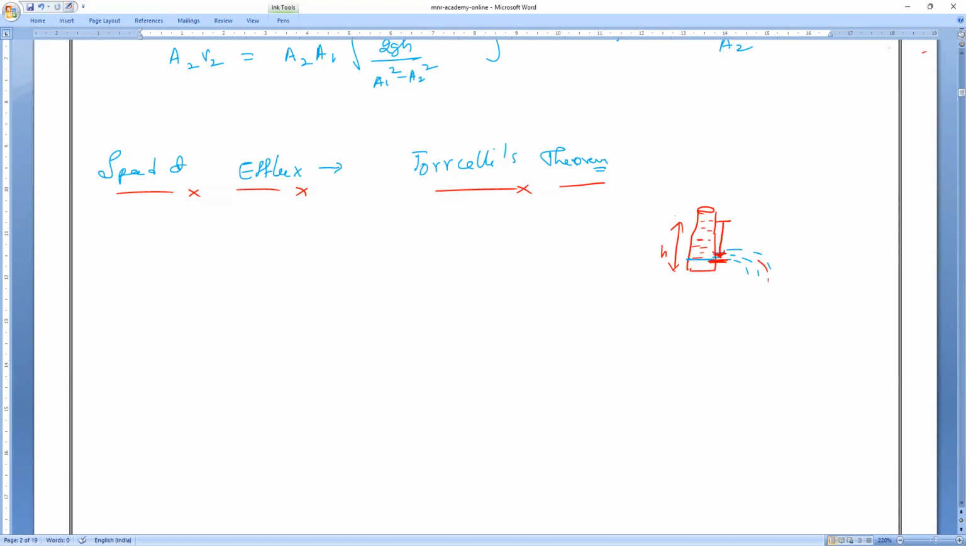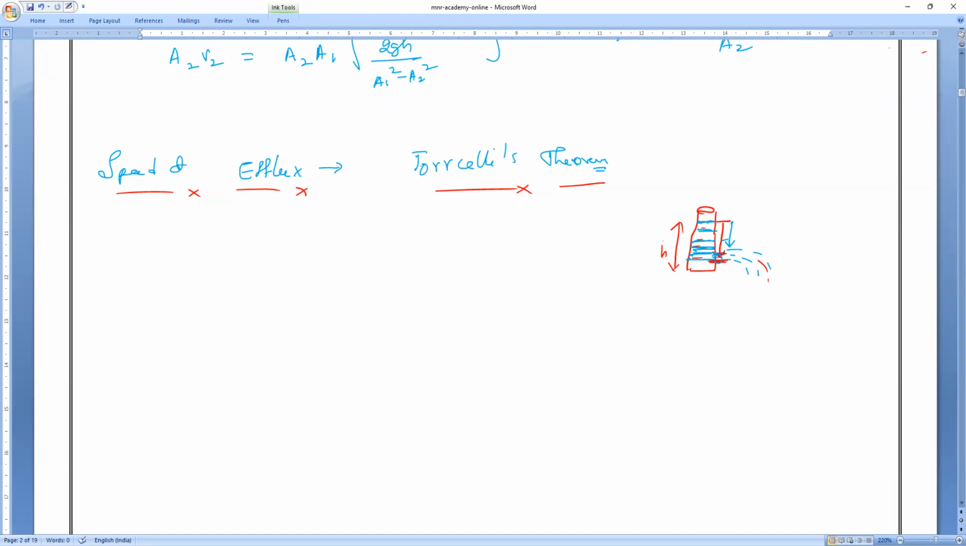Suppose if I make a hole here, as time keeps going, the height of the water will keep decreasing, increasing, or remain constant? Initially water may be up to here. After 1 second it reduces to here, next reduces here, next here. So is the height of the water decreasing or increasing? I'm asking you, decreasing or increasing?